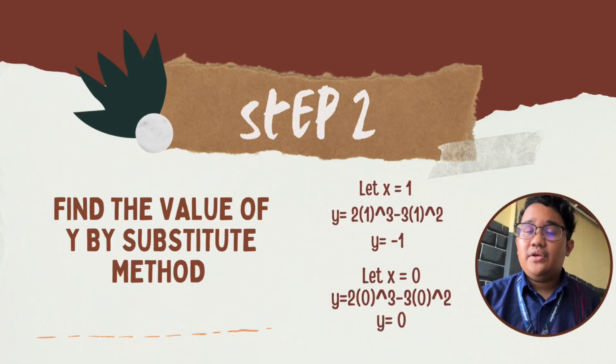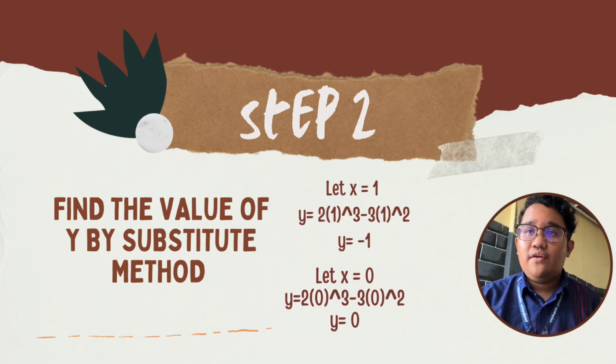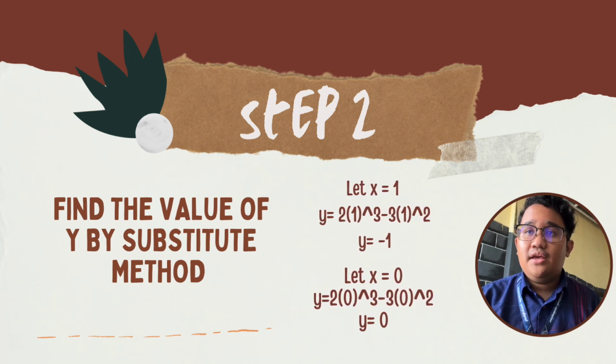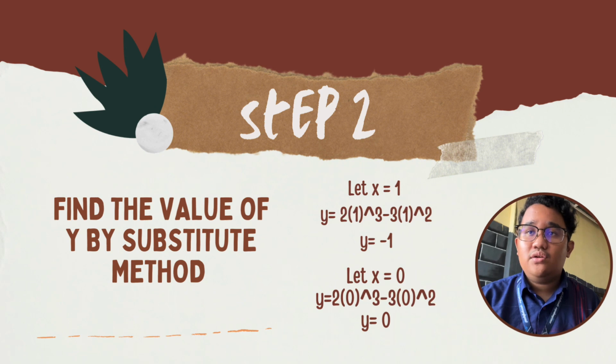So, the second step is, after we find x, now we have to find the value of y. Let x equal 1 and insert it into the given equation, which is y equals 2 bracket 1 to the power of 3 minus 3 bracket 1 to the power of 2, and the value of y is equal to negative 1. After that, let x equal 0: y equals 2 bracket 0 to the power of 3 minus 3 bracket 0 to the power of 2, and the final answer for y is 0.